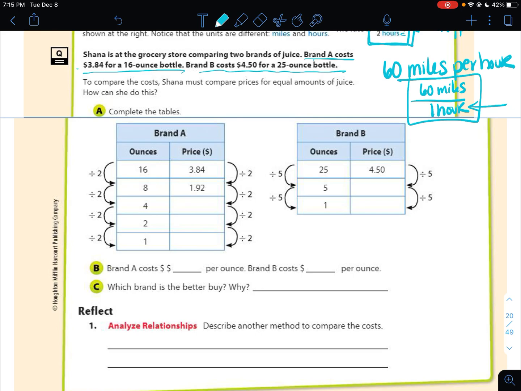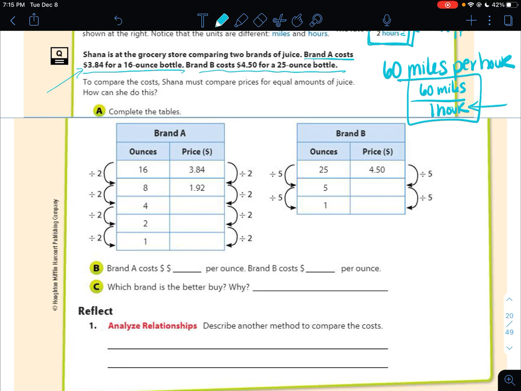So because I can't tell looking at this $3.84 for 16 ounces and $4.50 for 25 ounces, I have no idea which one is the better deal just looking at those. So I'm actually going to do some math and figure out the price of 1 ounce in each bottle, because once I figure out the price of 1 ounce in each bottle, that's very easy to compare.